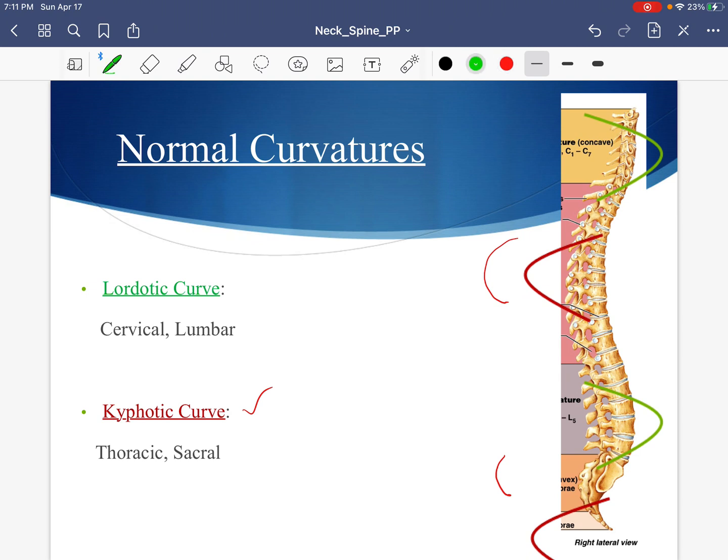The lordotic curvature is present in the cervical and the lumbar, and it looks more like a backwards C. This is technically called a secondary curve because it is not present at birth. It develops a little bit after. But for you, all you need to know is where we find these curvatures. The kyphotic curvature is a normal C-shaped curvature in the thoracic and sacral regions. The lordotic curve is the backward C shape.